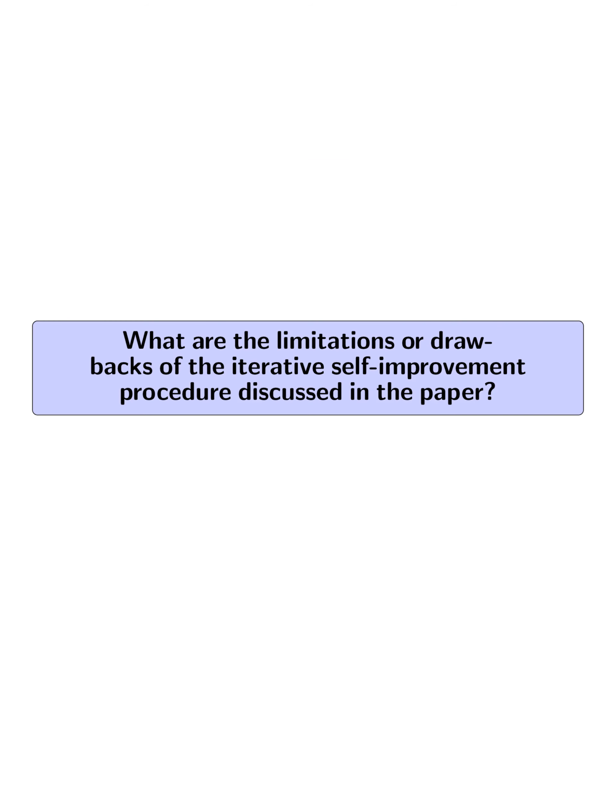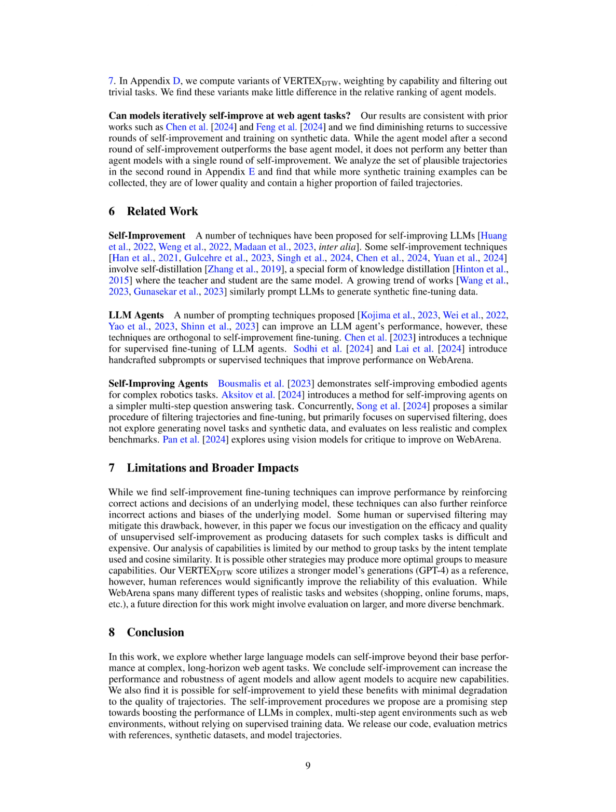What are the limitations or drawbacks of the iterative self-improvement procedure discussed in the paper? The limitations or drawbacks of the iterative self-improvement procedure discussed in the paper include the finding of diminishing returns to successive rounds of self-improvement and training on synthetic data. While the agent model after a second round of self-improvement outperforms the base agent model, it does not perform any better than agent models with a single round of self-improvement.